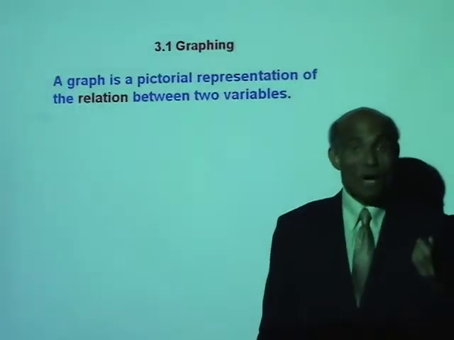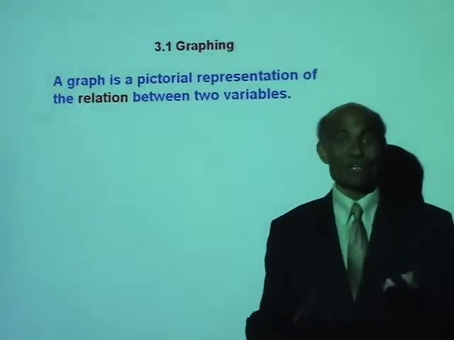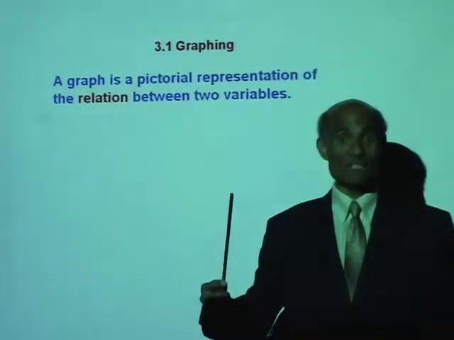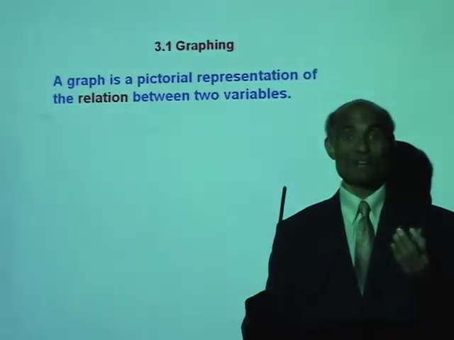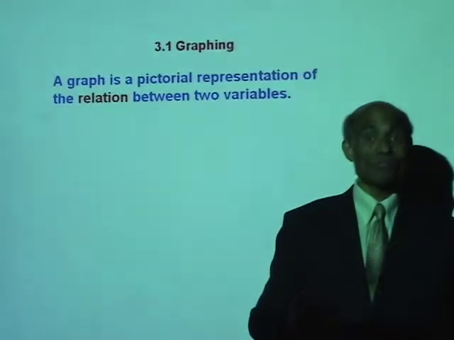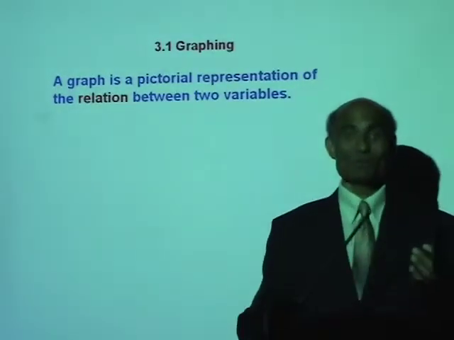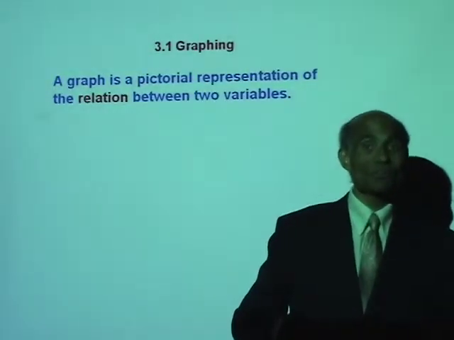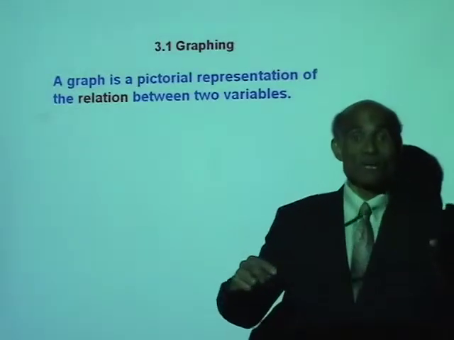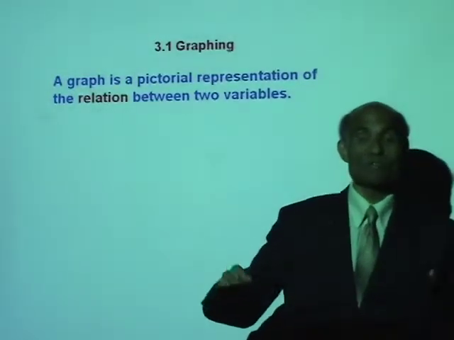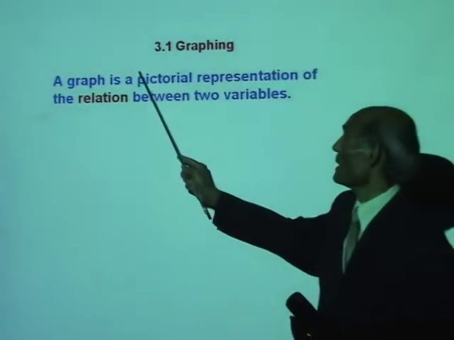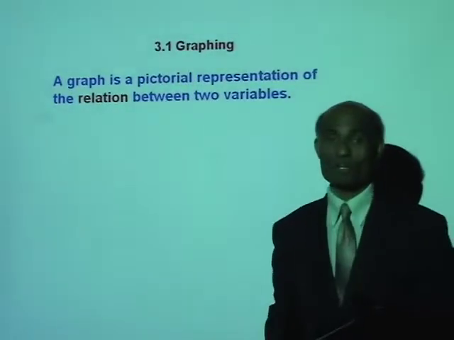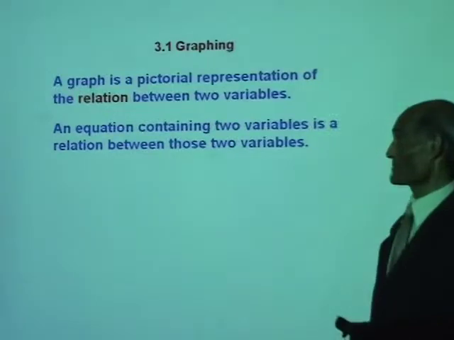Now, the amount of time you work is a variable. The amount of money you earn also is a variable. Are these two variables related? Yes. If you earn $10 an hour and you work for 5 hours, you get $50. You work for 20 hours, you get $200. Is that right? Now, how do we represent the relation between these two variables? By drawing a picture. So a graph is a picture of the relation between two variables.